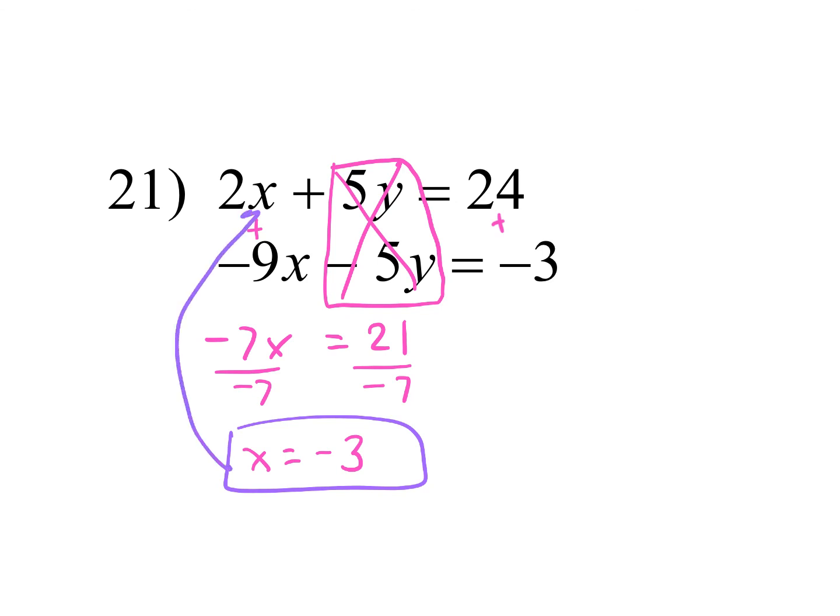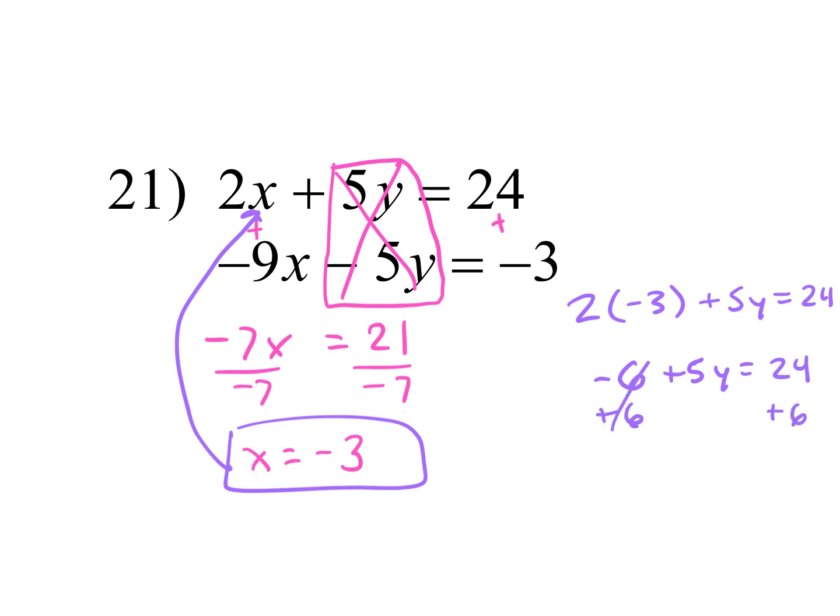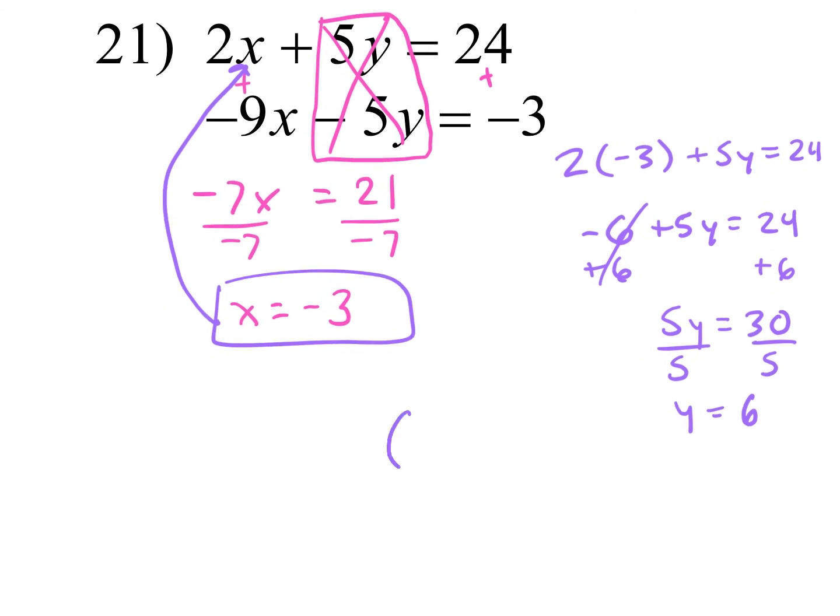Plug it in. I think I like the first one better, so I'm going to plug it into x in the first one. So I have 2 times negative 3 plus 5y is equal to 24. 2 times negative 3 is negative 6. So if I add 6 to both sides, I get 5y is equal to 30. Then what should I do? Divide by 5. So what's y equal to? 6. How would I write my answer? Negative 3 comma 6.